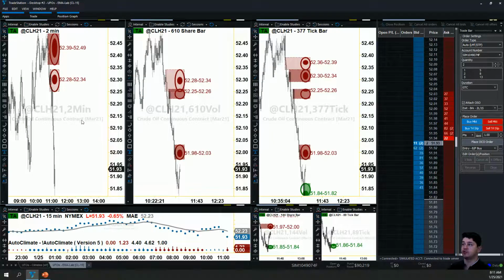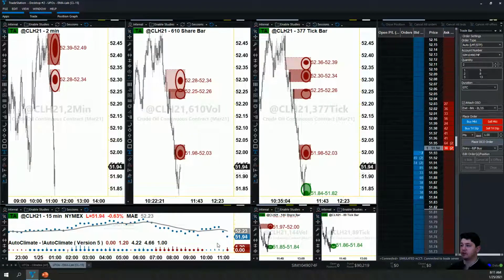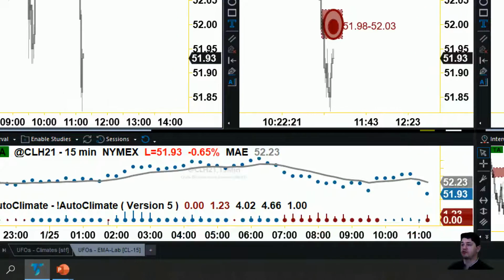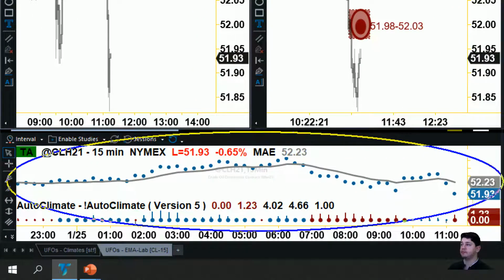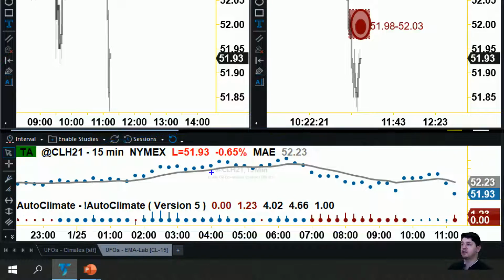So as you see, crude oil is kind of falling off a cliff here. It's not uncommon to see big moves like this on crude oil. Let's take a look and see what we've got going on. The first thing we look at right after we open this workspace, we focus right here down below on this bottom workspace, right? So we're looking at this, we're seeing that it's on the 15-minute time frame.